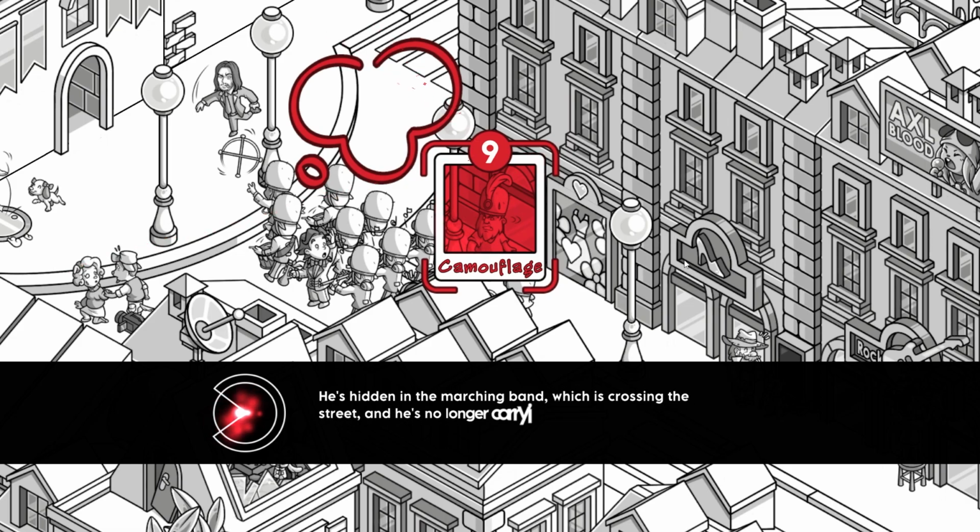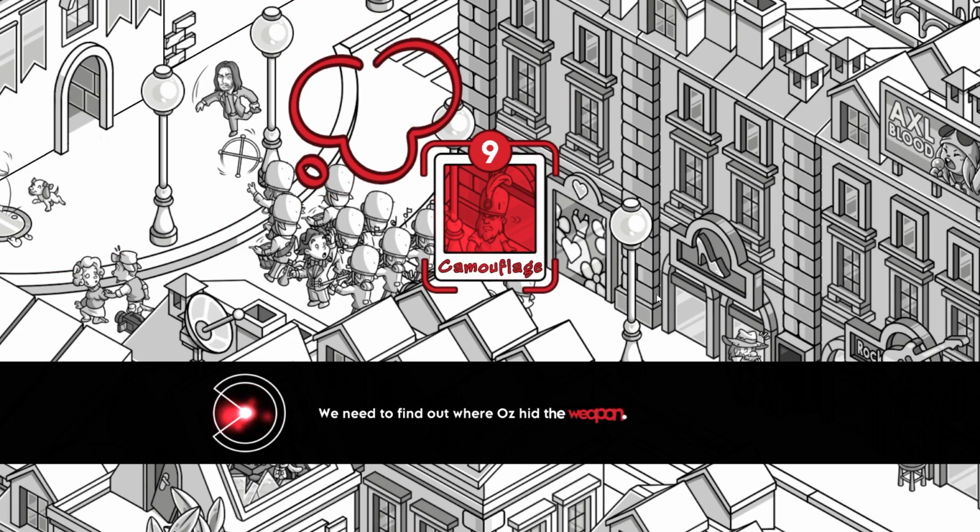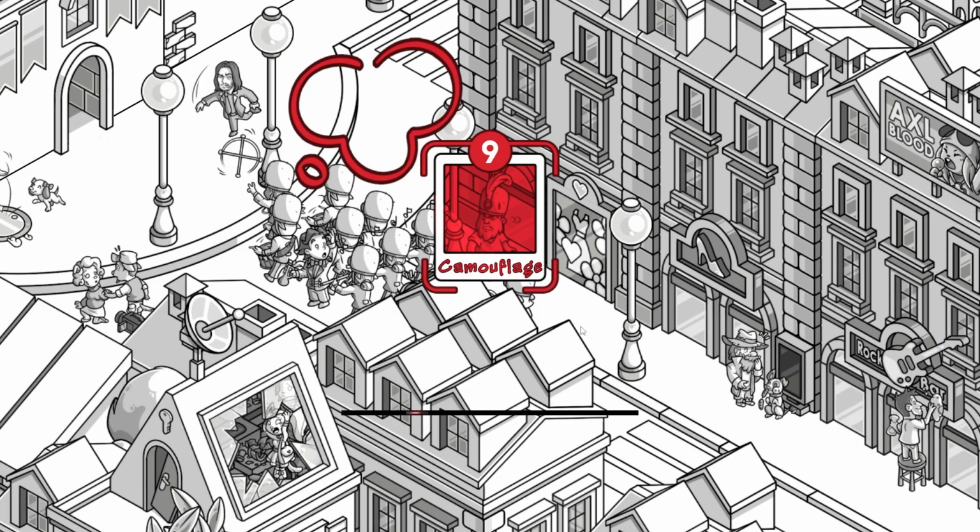He's hidden in the marching band, which is crossing the street, and he's no longer carrying the crossbow. Yep, this is suspicious. If we find the crossbow, we can analyze it by comparing the grooves impressed on the bolt and those left by the crossbow drum. That way we can determine whether it's the murder weapon. We need to find out where Oz hid the weapon.